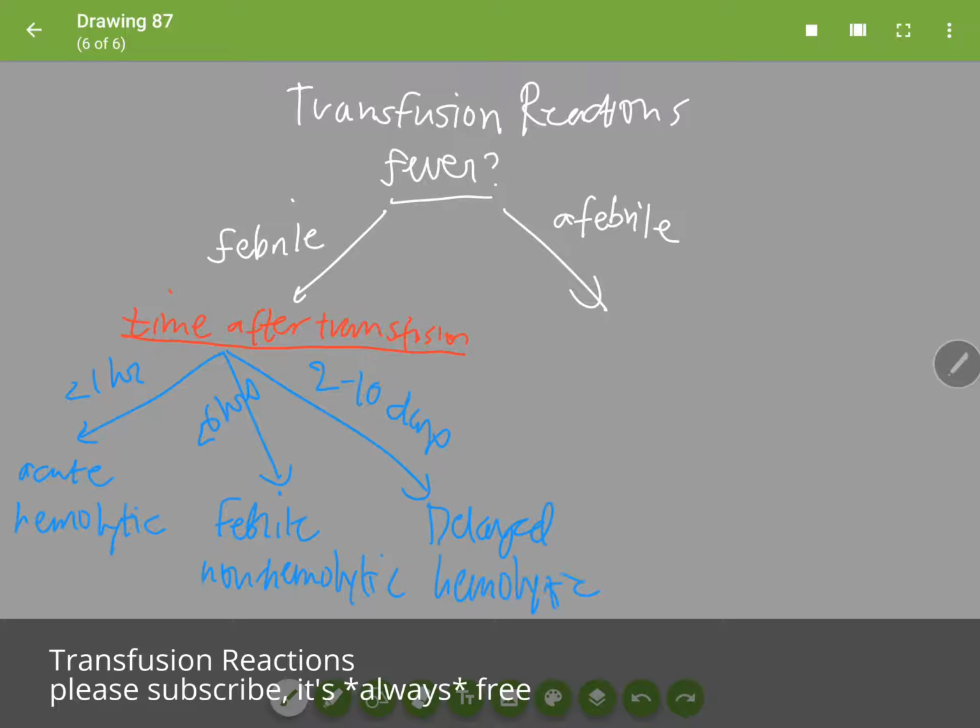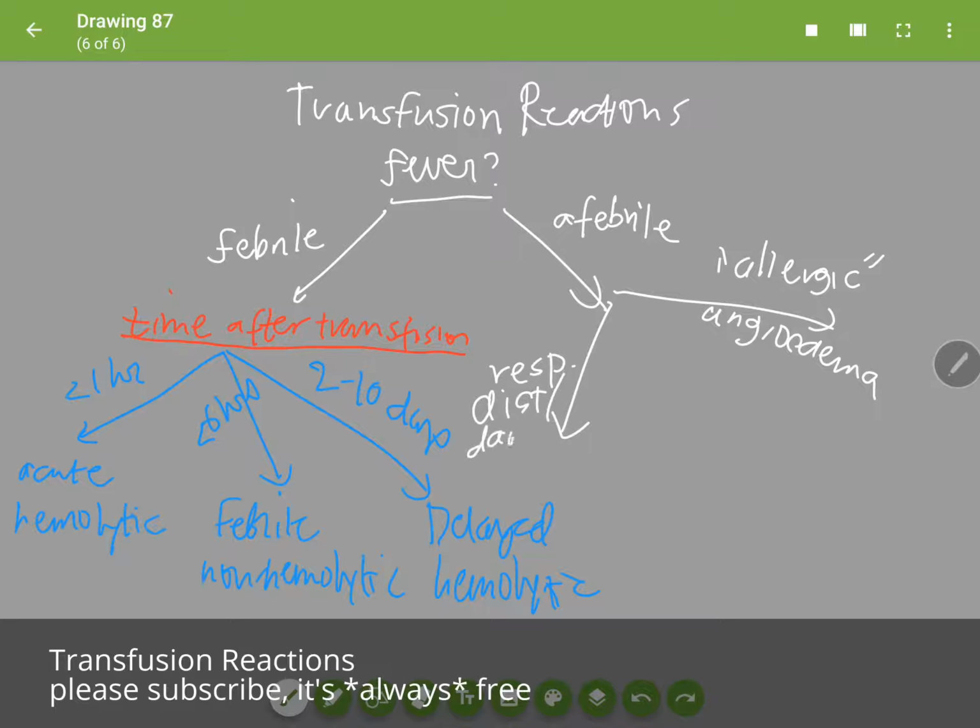As far as afebrile, we're going to divide that up into allergic, where angioedema is the main thing in the pathogenesis, and respiratory distress or damage. As far as allergic goes, you have one that's very severe and one that's semi-severe.